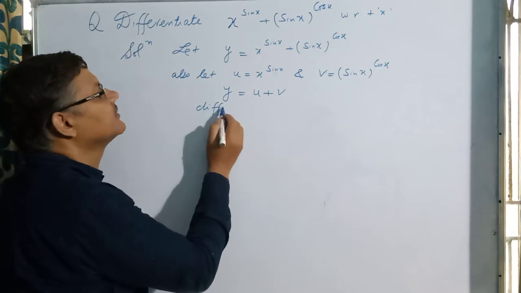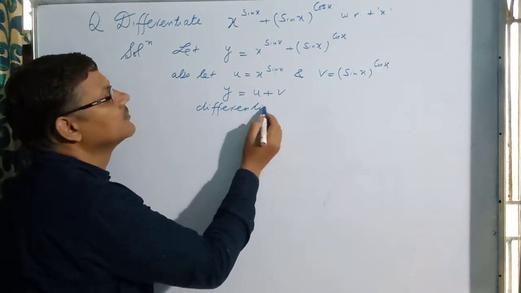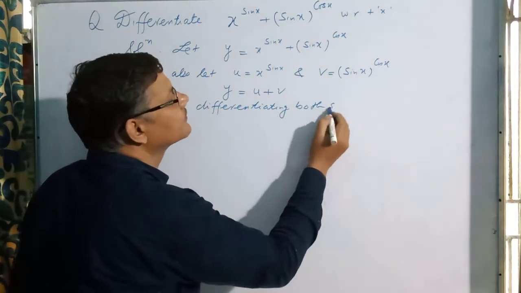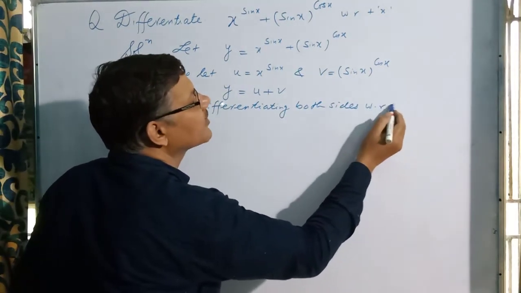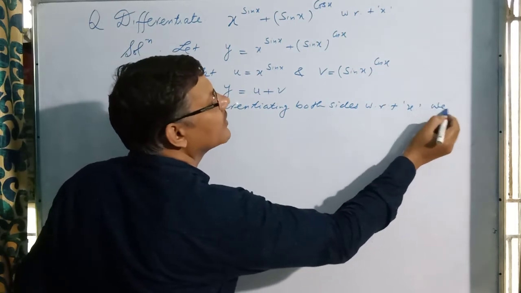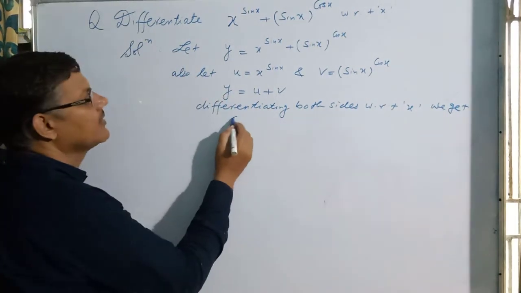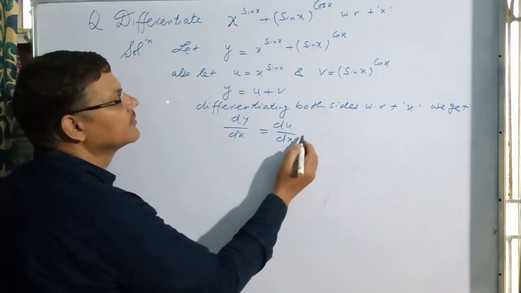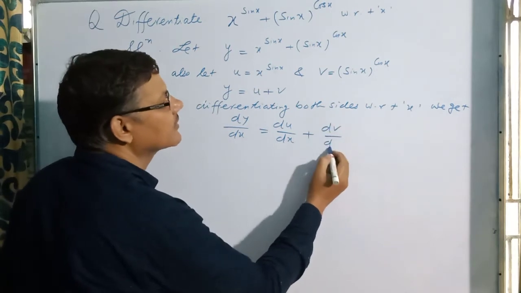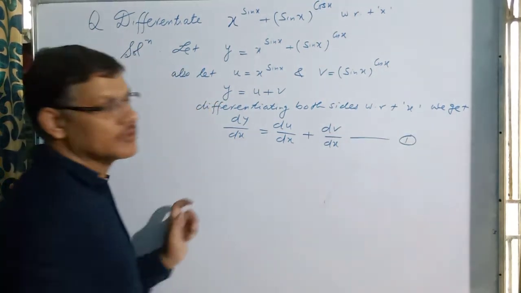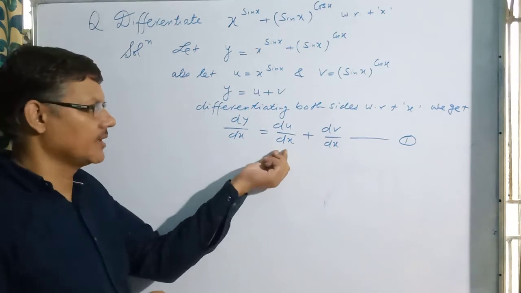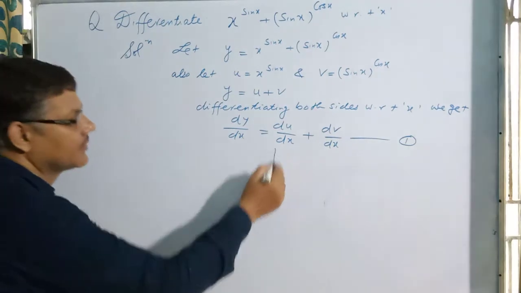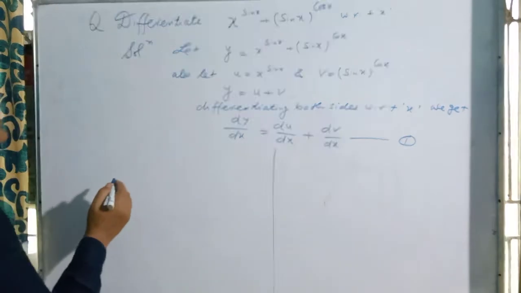Now differentiating both sides with respect to x, we get dy by dx is equal to du by dx plus dv by dx. Now our solution is based on the way to get du by dx and dv by dx and combining them. So let's start from that stage.